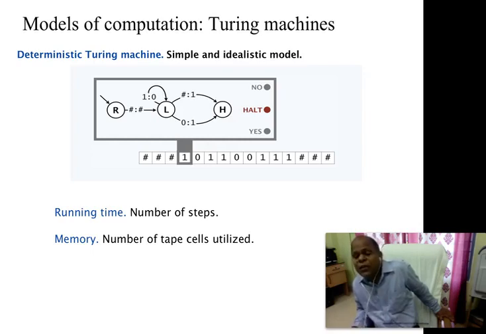And memory, how much memory your algorithm will take, is the number of tape cells utilized, and the output will be stored in the tape cell. This is one model of computation, called the Turing machine model. Hence, while analyzing the algorithm, you can follow the Turing machine model.